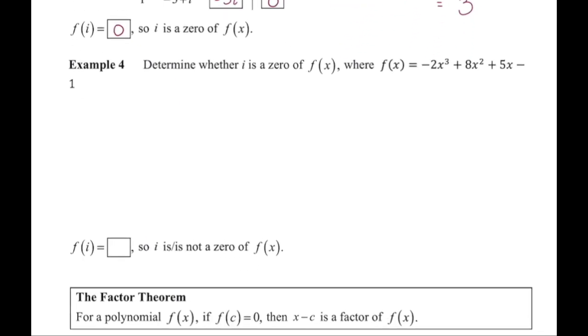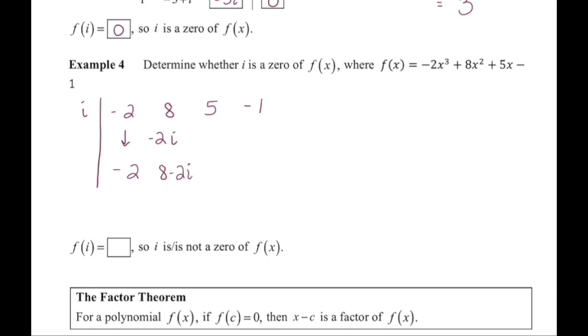Let's determine whether i is a 0 of the function f of x is -2x cubed plus 8x squared plus 5x minus 1. Again, I'm going to put i on the outside and use the coefficients on the inside. I have cubed, squared, first power, no power, so I have all of my pieces in descending order. I'm not missing any values. All right, I'll bring down -2. -2 times i is -2i. I'll then have 8 minus 2i.